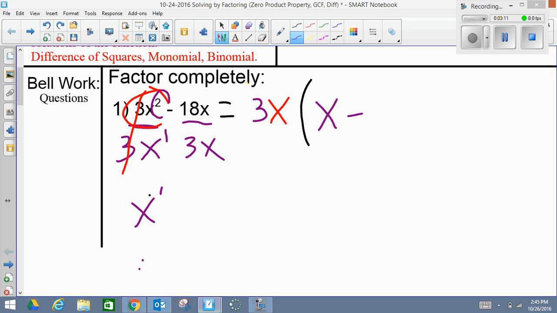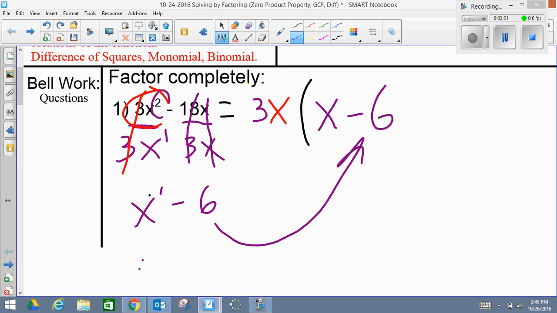And now the second one, 18 divided by 3 gives me 6. X with x, they cancel out. So that 6 goes on the inside. All right. And that's pretty much it. Okay, I'm factoring. I did GCF only right there.